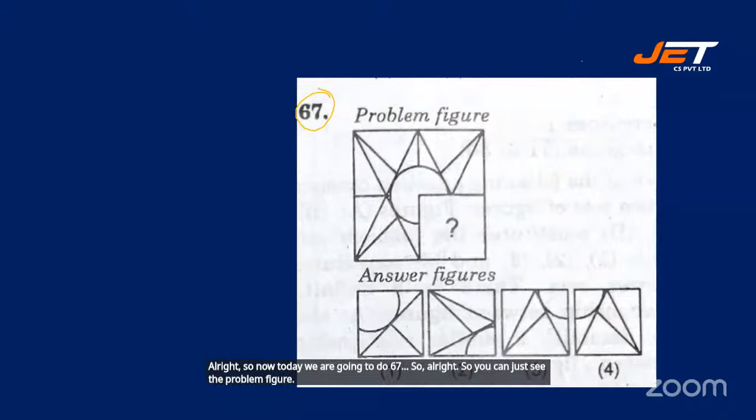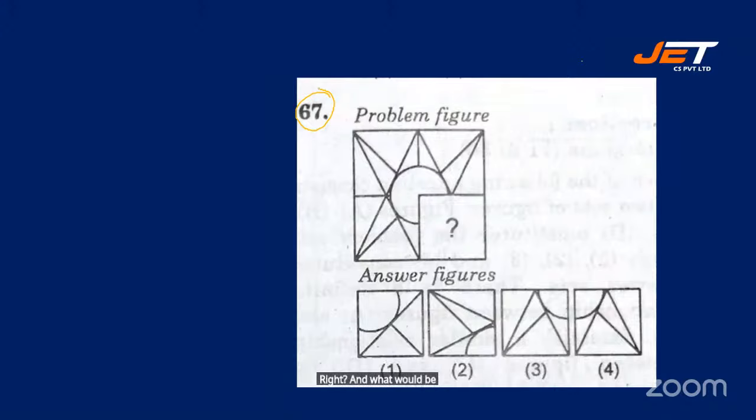Now today we are going to do the 67th sum. You can just see the problem figure, and what could be the answer? Four options are given. So quickly think over it and how should it be? Let me just continue.